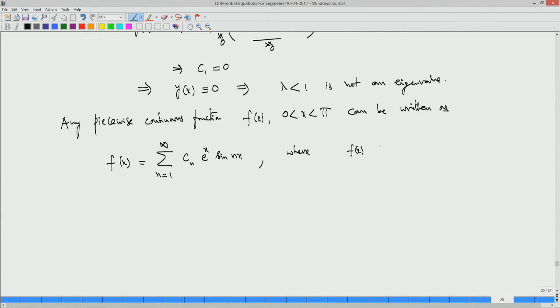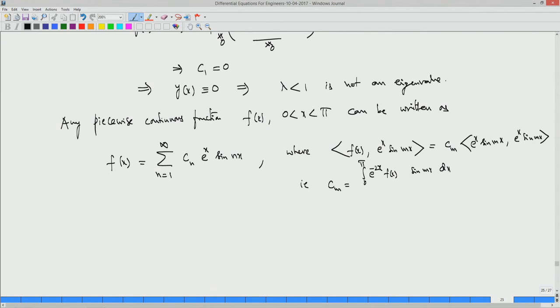You just take the dot product with Vn's, e^x sin nx, sin mx. When you multiply this by e^x sin mx, only Cm will be contributing; only n equal to m will contribute. So you have e^x sin nx dot product with e^x sin mx. That is, Cm is the integral from 0 to pi, with e^(-2x) as your weight function, of e^(-2x) f(x) e^x sin mx dx.